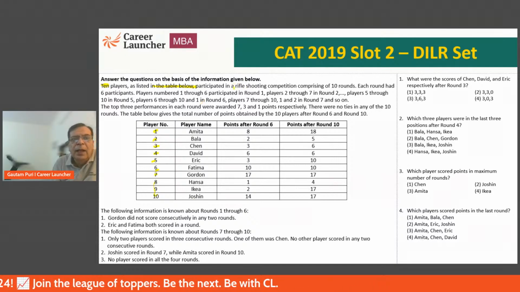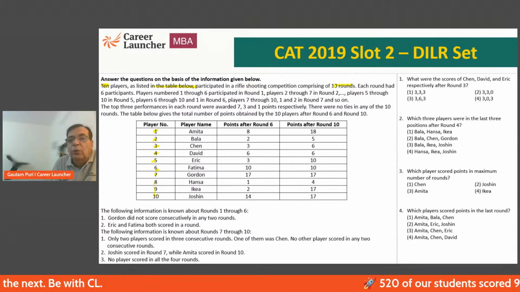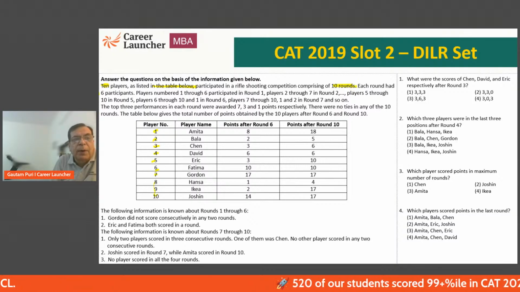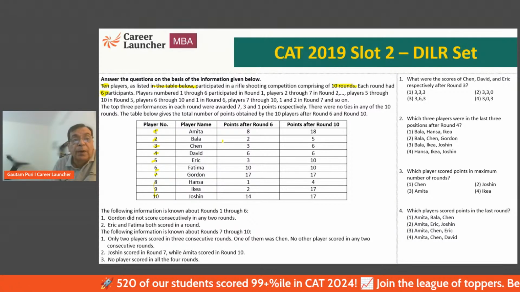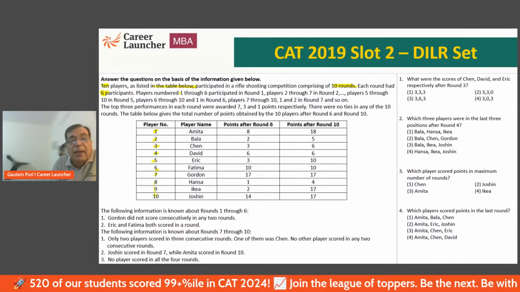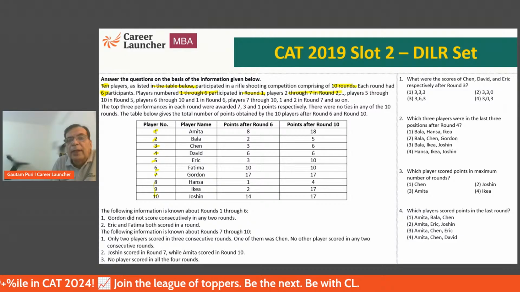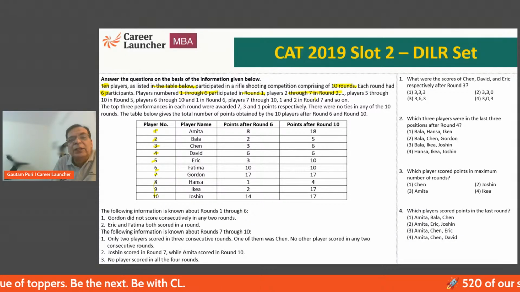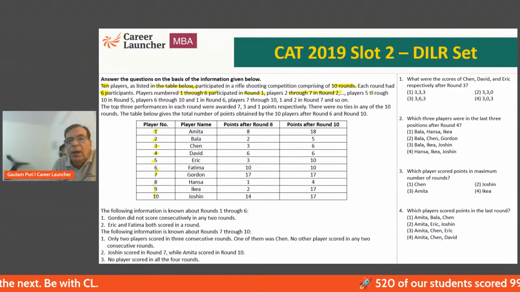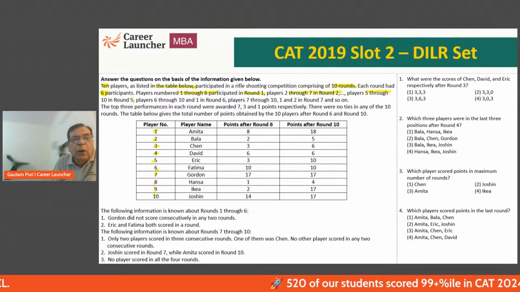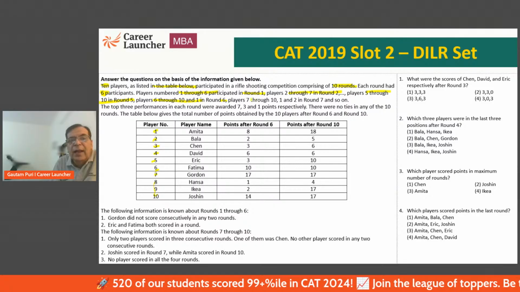Great. They participate in a shooting competition comprising 10 rounds. Each round had 6 participants. So each round had only 6 participants. All 10 did not participate. Players 1 to 6 participated in round 1, 2 to 7 in round 2. So 2 to 7 in round 2, that means 3 to 8 will be in round 3 and so on and so forth. Players 5 through 10 in round 5, 6 through 10 and 1 in round 6, and so on and so forth.